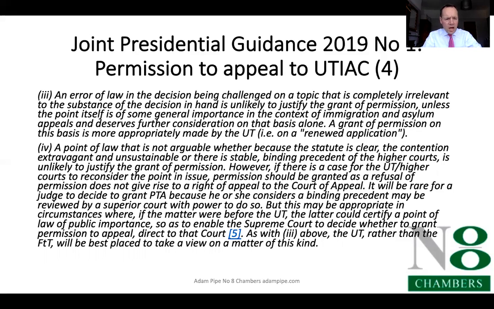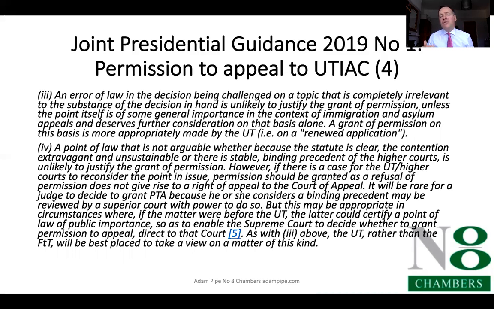Roman 4, a point of law that is not arguable, whether because the statute is clear, the contention extravagant and unsustainable, or it is stable binding precedent of the higher court, is unlikely to justify the grant of permission. However, if there's a case for the upper tribunal or higher courts to reconsider the point in issue, permission should be granted. Now this talks about points of general importance, but he says, look, that's going to be rare when it's a point of general importance. So even though, look, there is binding authority, but we think we need to revisit this issue.